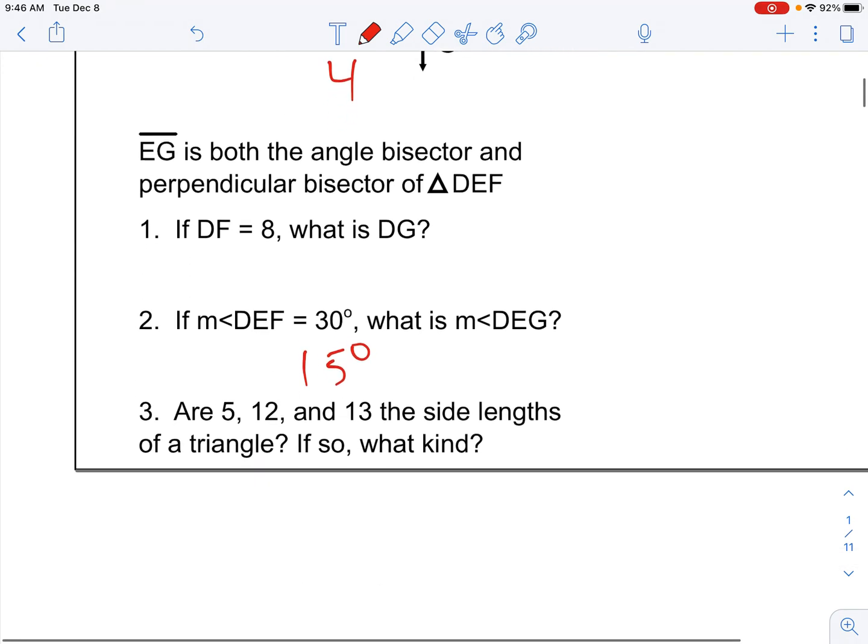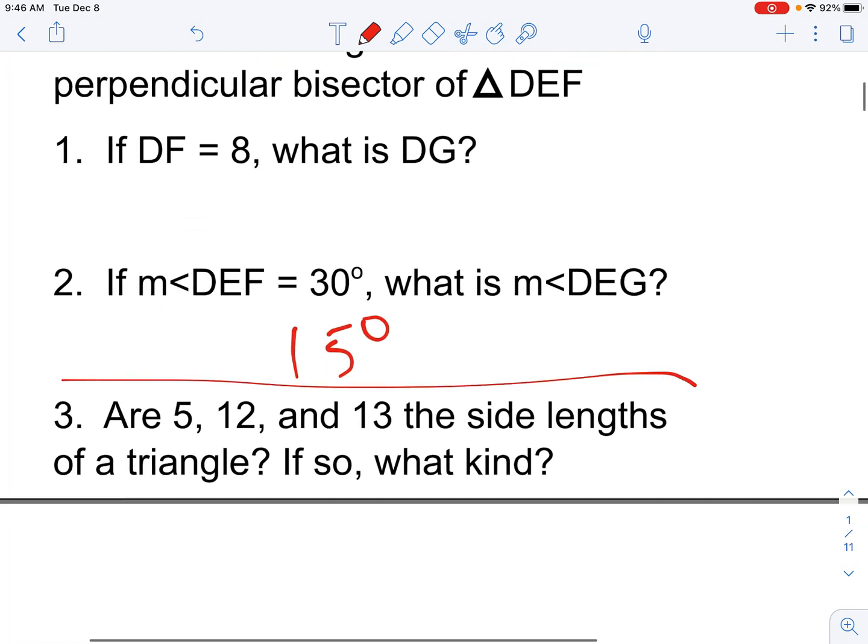And then today, this is what we're going to answer by the end of it. Can 5, 12, and 13 make the side lengths of a triangle? Tomorrow, we're going to explore what kind of triangle that is going to be. Is that going to be right, acute, right, obtuse, acute?